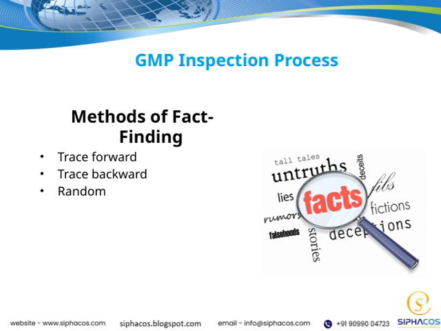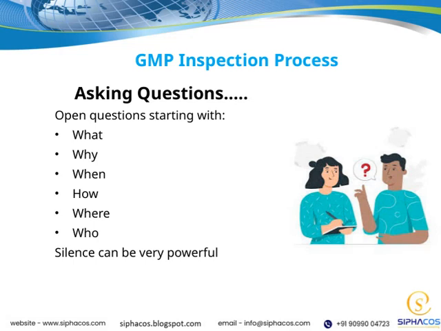Now, all of these methods are integral parts of the GMP inspection process, which is designed to ensure compliance and quality in manufacturing. When conducting inspections, applying these fact-finding techniques helps us gather accurate, thorough information. By combining these approaches, we create a robust framework for identifying issues, understanding their origins, and ensuring that standards are maintained across the board. So, understanding and choosing the right fact-finding method is key to effective inspections and overall quality assurance. Let's talk about asking questions.